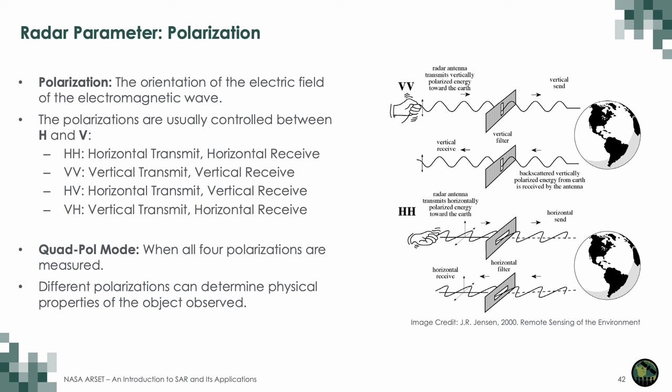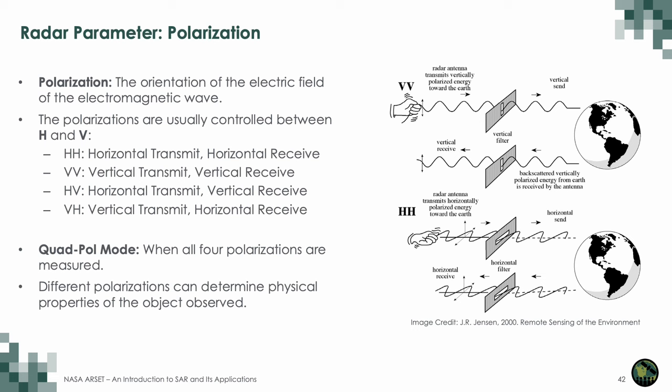The other radar parameter is polarization, and it refers to the plane of propagation of the electric field of the signal. Irrespective of wavelength, radar signals can be transmitted and or received in different polarizations. Most radars are designed to transmit microwave radiation either horizontally polarized or vertically polarized. And this figure illustrates these planes of propagation.